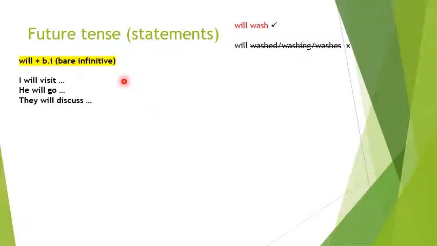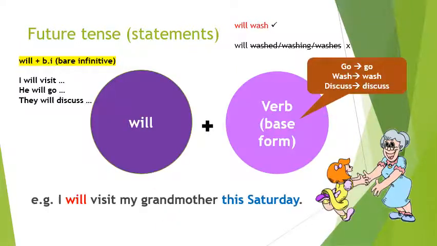Okay, for future tense, as I just showed you, the structure of future tense is will plus BI for bare infinitive. What is the meaning of bare infinitive? Bare infinitive means the base form of the verb. We normally say I will wash my hands before eating. So we use the base form of the verb. That means we don't add ed, we don't add ing, we don't add es. So we'll washed, we'll washing, we'll washes, all those words are incorrect.